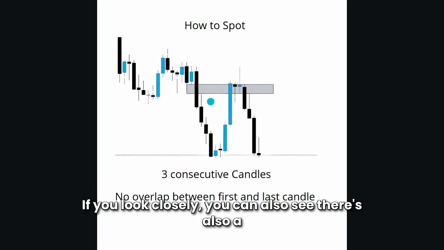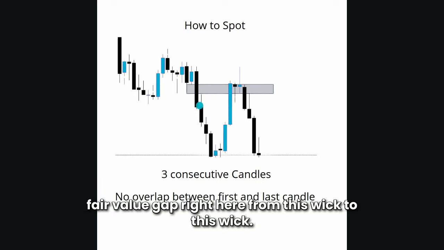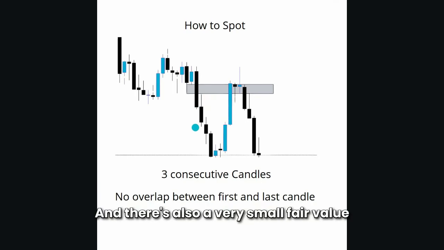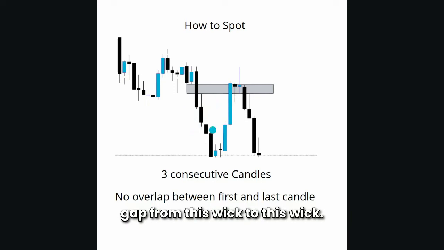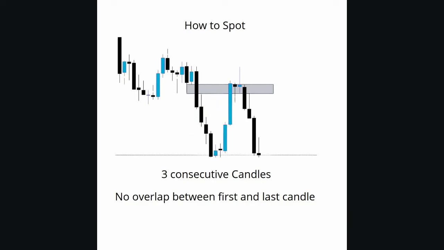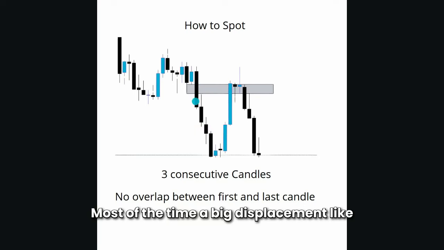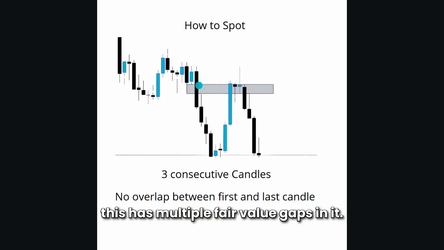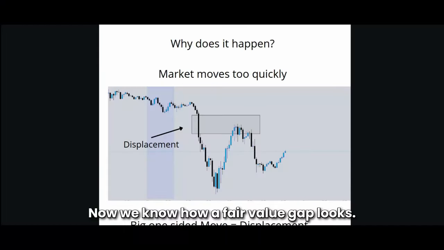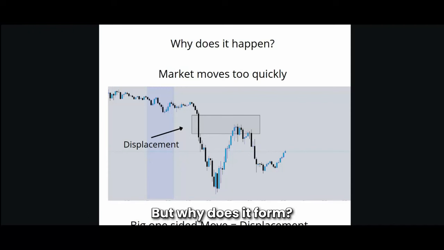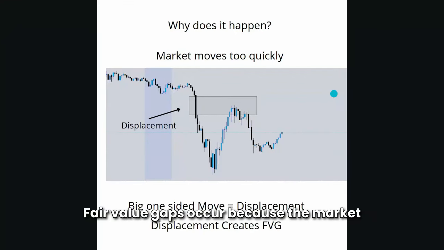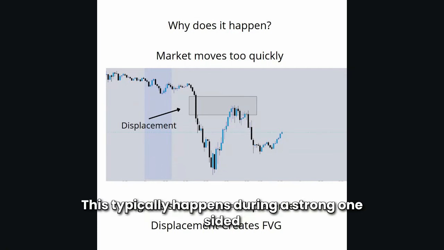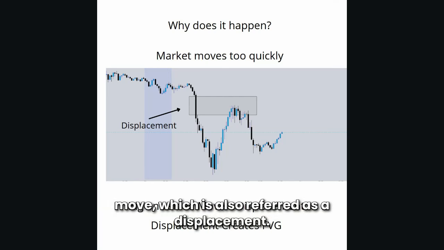If you look closely, you can also see there's a fair value gap right here, from this wick to this wick, and there's also a very small fair value gap from this wick to this wick. Most of the time, a big displacement like this has multiple fair value gaps in it. Now we know how a fair value gap looks, but why does it form? Fair value gaps occur because the market moves too quickly in one direction. This typically happens during a strong one-sided move, which is also referred to as a displacement.